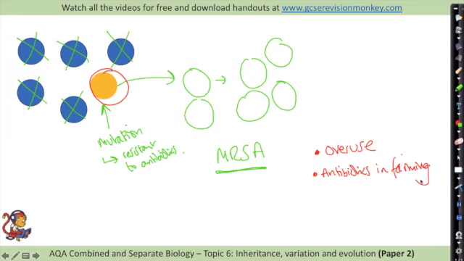This also provides evidence for evolution because you can see how quickly these bacteria are evolving, and you look at the population, and this mutation and the change in the population is evidence that evolution is occurring.